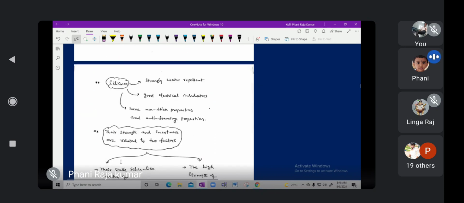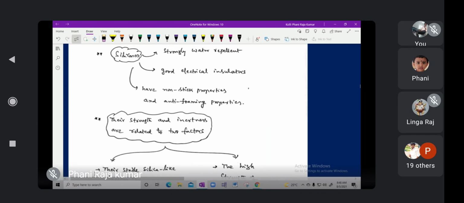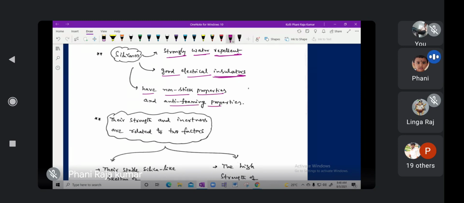What are the applications of these silicones? When we are using these silicones, what is the need of preparing them? First nature is, they are strongly water repellent, hydrophobic, good electrical insulators, and they have non-stick properties and anti-foaming properties.